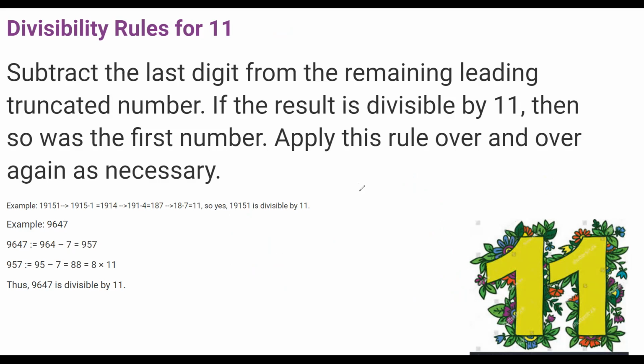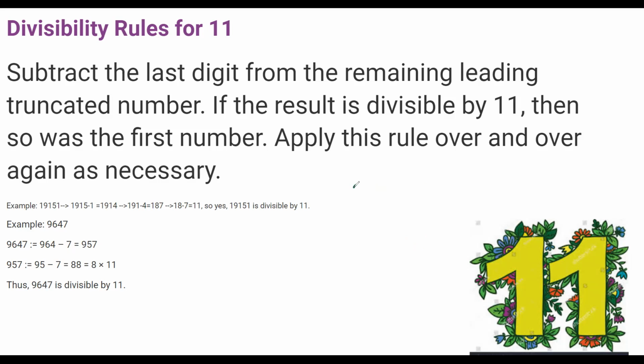We take any number, suppose 8 to 8. So this number we subtract. So how much did you get? 74. Is 74 divisible by 11? No. So like that you can do.